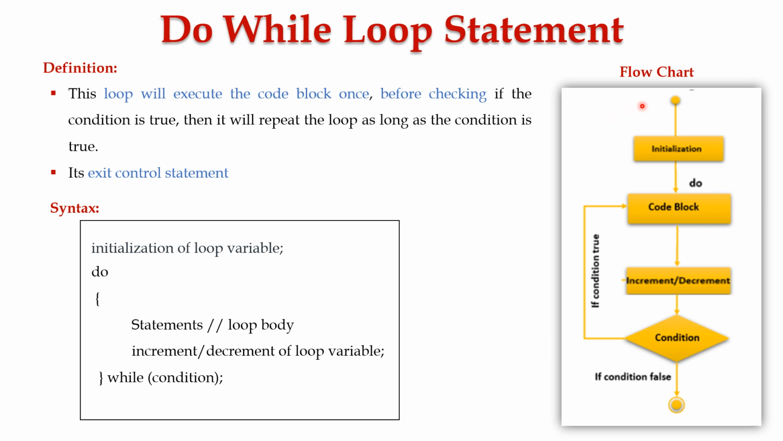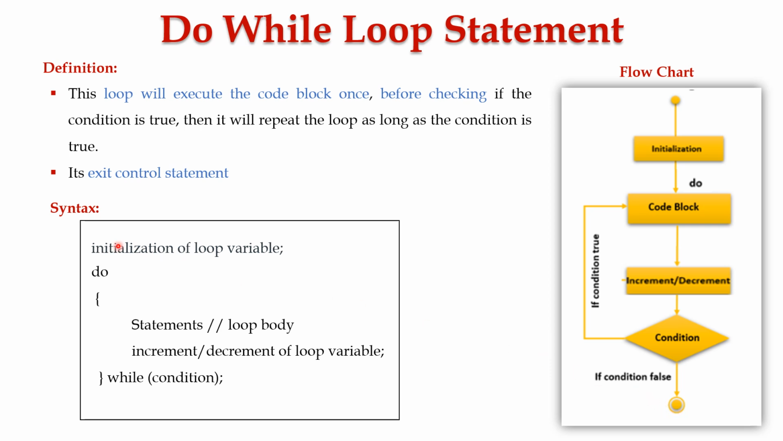Now let's check out the flowchart for do while loop statement. So the code starts here and we have initialization of the loop variable here. Do while statement allows the user to execute the code once. So after the do statement, we have the code block followed by increment or decrement operator for the loop variable. At the end, it checks the while condition. Here, if condition is true, the do statement code block is executed again and again. If while condition is false, then the loop gets terminated here.